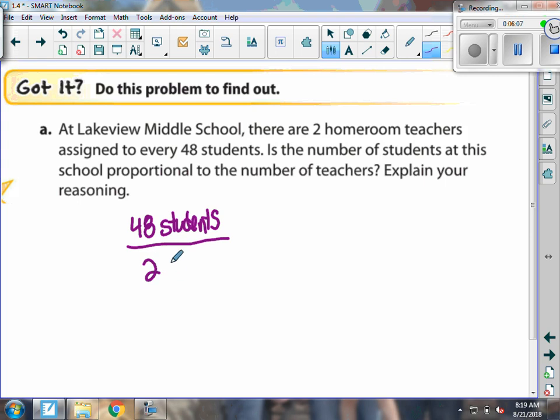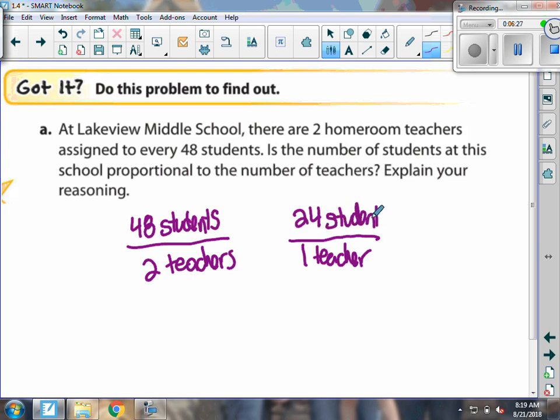For every 2 teachers. So if I had 1 teacher, how many students would I have? I'd have 24. Is this going to change? No. So the ratio of the students to teachers is going to be constant.